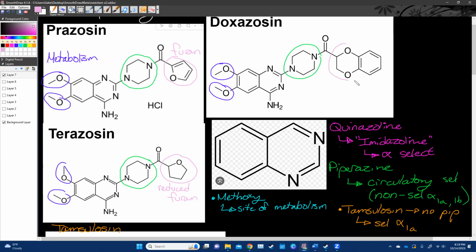How about this guy? Do we recognize this guy? I'm not sure why you would. You didn't have to know this, but it's called benzodioxane. Not one of the functional groups you have to know, but I'll point it out. As it turns out, having single bonds here is going to enable easy metabolism.